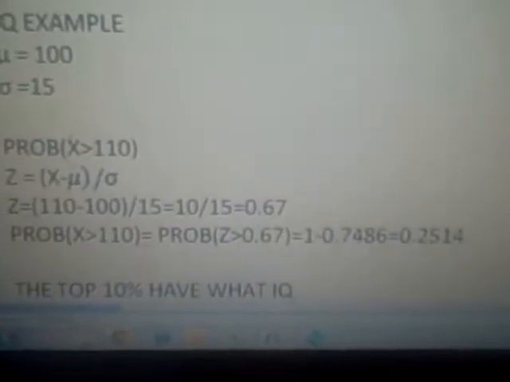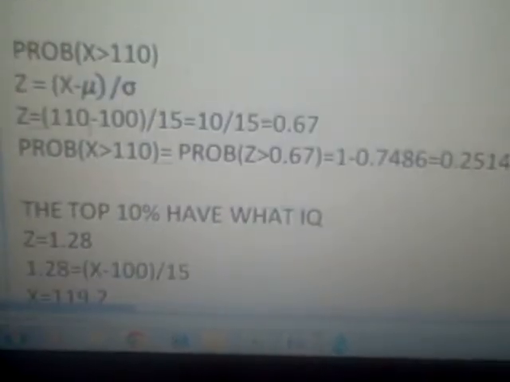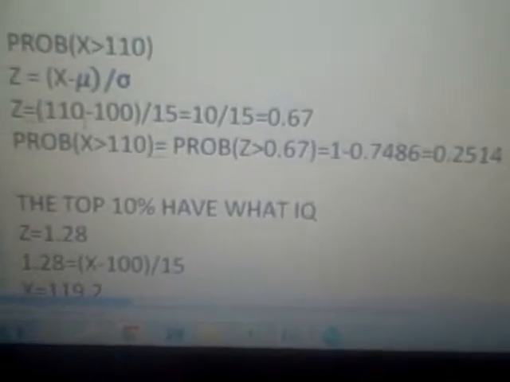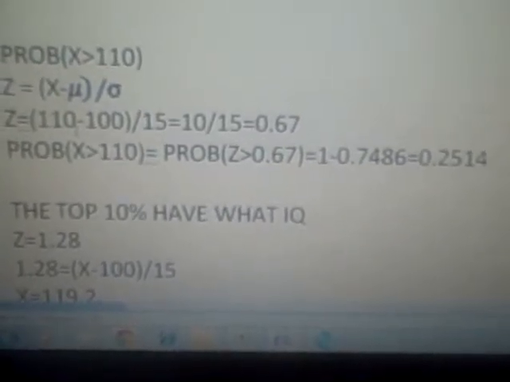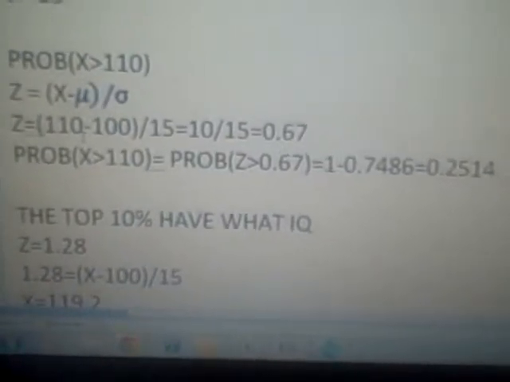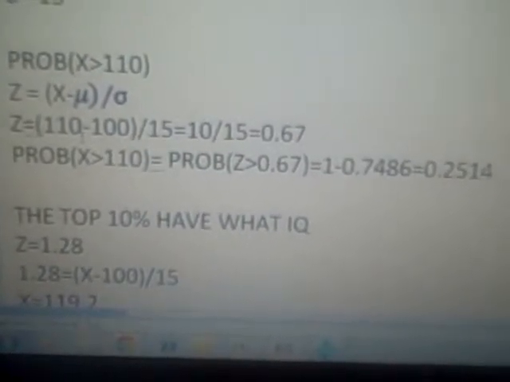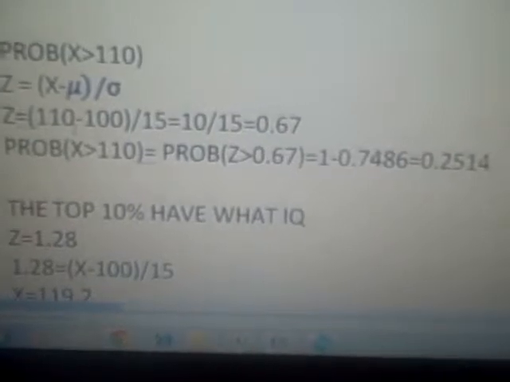Let's ask now another question. Suppose you want to have a club, but in order to get into the club, you have to have the top 10% in IQs. Or you have to have 90% of the people lower than you. So, how do we find what is the IQ that is necessary in order to be in the top 10%, or 90% less than you?